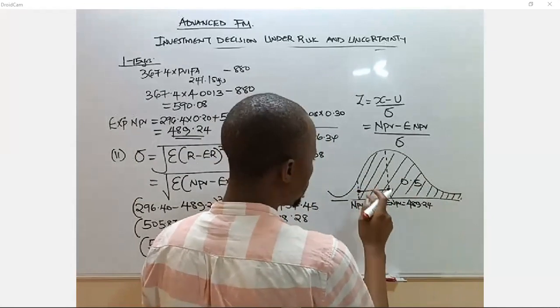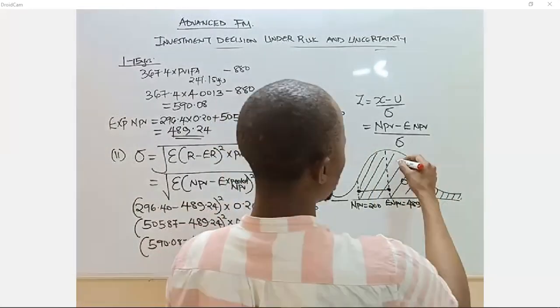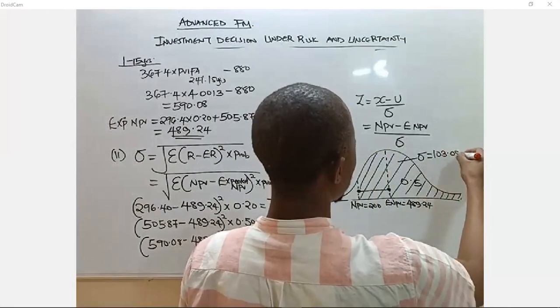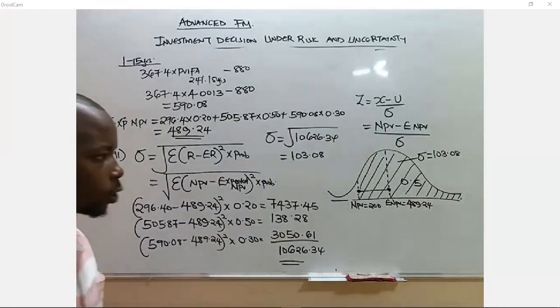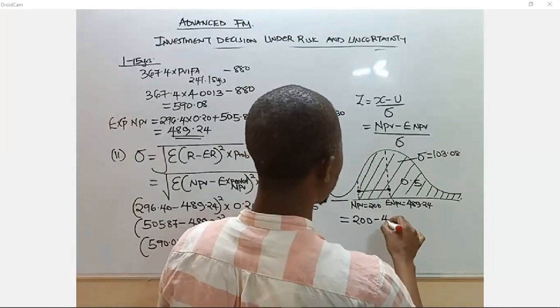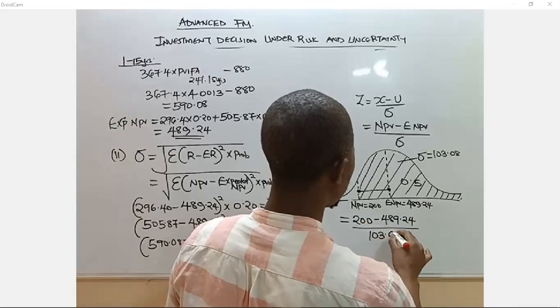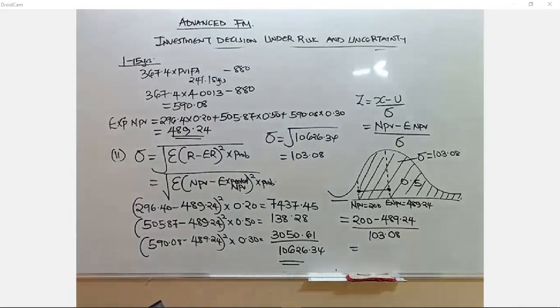And here it is how much? So we can calculate it using the Z-score, right? In this case, you know your standard deviation now, you have gotten it to be 103.08. So you can get it by taking the Z-score. So how am I going to be getting it? Very simple. I just take 200 minus 489.24. Then you divide by 103.08.